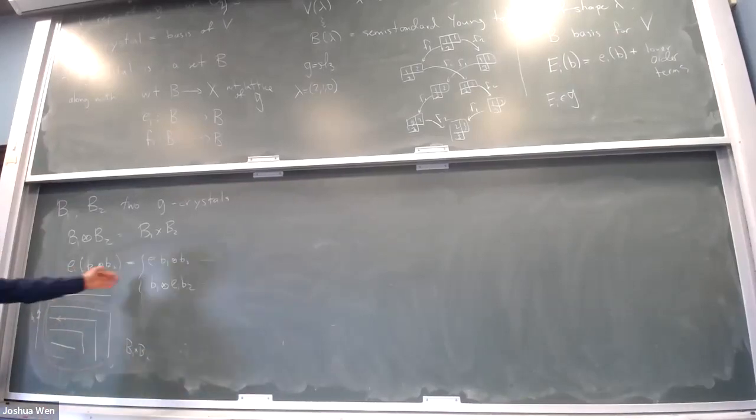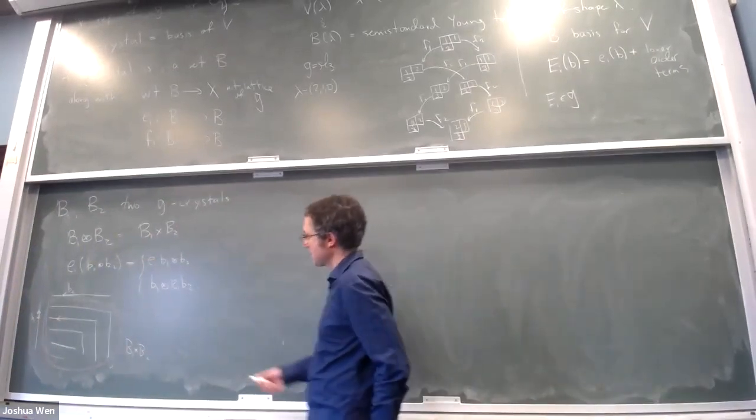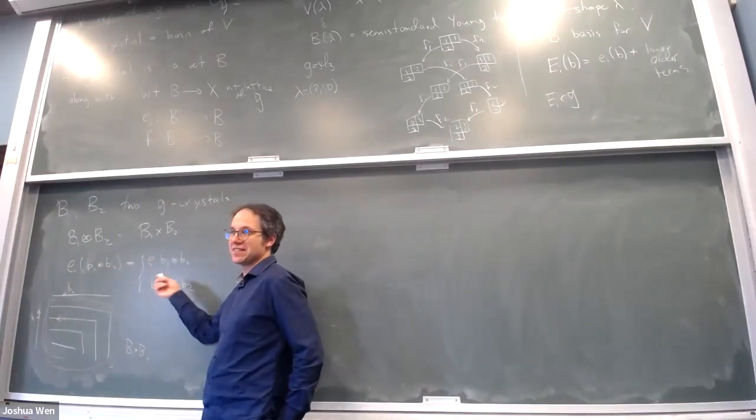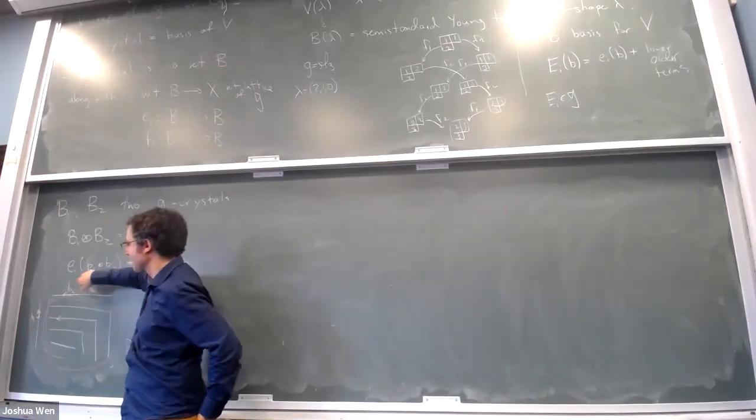Anyway, there's some purely combinatorial rule which tells you what this is, and this is manifestly not symmetric in the two factors, as you see from the picture here. Very unsymmetric.